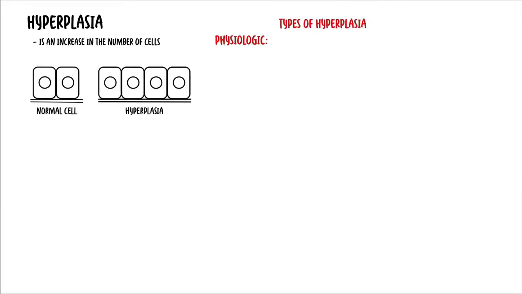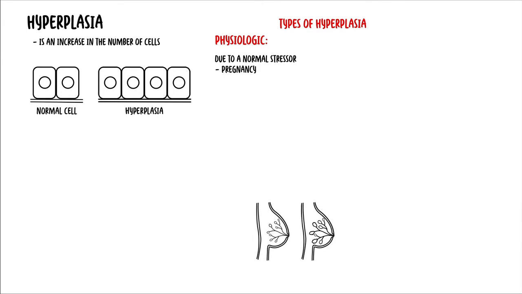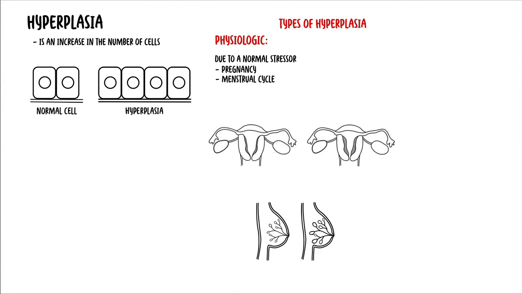Hyperplasia is an increase in the number of cells. Physiologic hyperplasia occurs due to normal stresses. For example, an increase in the size of breasts during pregnancy, an increase in the thickness of the endometrium during the menstrual cycle, and liver growth after partial resection.